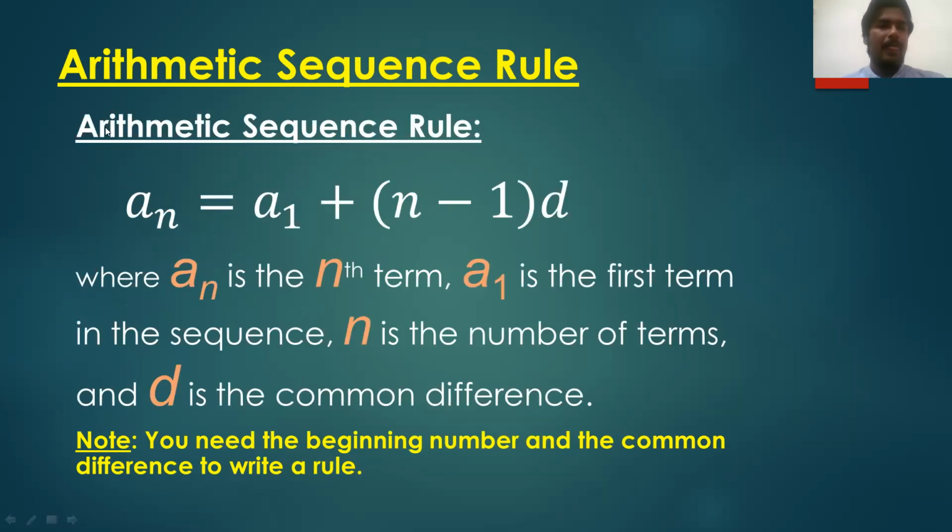Arithmetic sequence rule. The arithmetic sequence rule is an = a1 + (n - 1) * d, where an is the nth term, a1 is the first term in the sequence, n is the number of terms, and d is the common difference. So you need the beginning number and the common difference to write a rule. Basically, we need the first term and the common difference between the terms, so that we can write the rule.